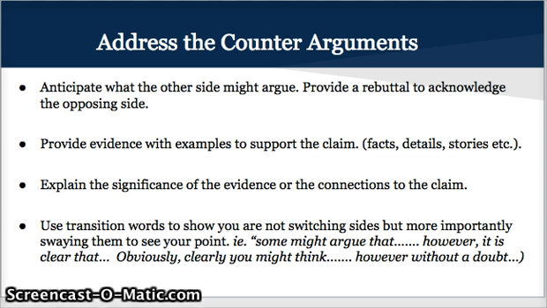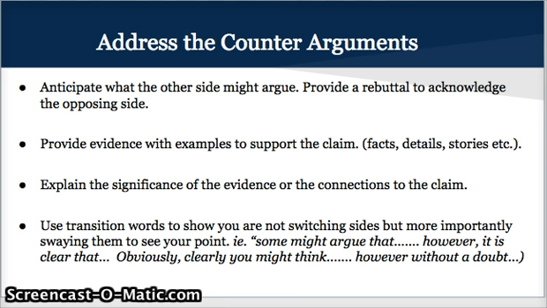It is very important to acknowledge the counterpoints as well. When you do that, you must anticipate what the other side might be arguing. Provide a rebuttal and acknowledge their side. You can do that with examples, stories, facts, and be sure to explain the significance of the claim and the counterclaims you have.